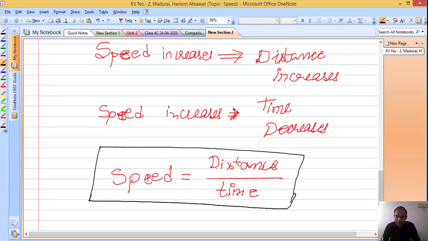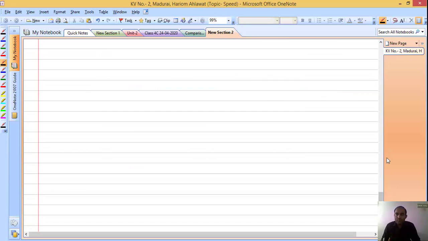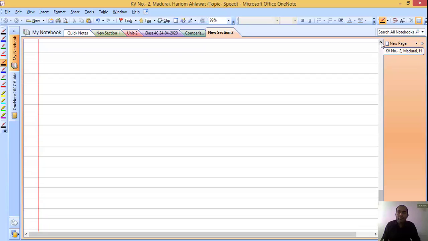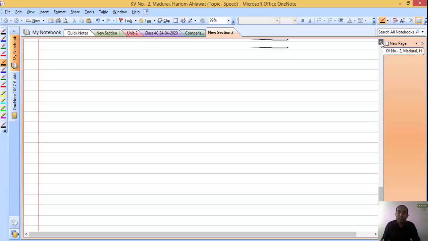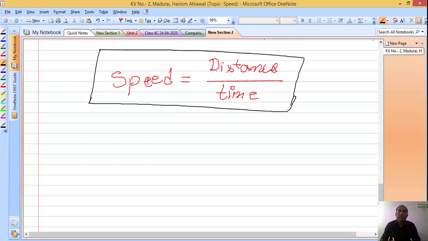Now this will help you in future also, so you need to listen very carefully. What you need to listen? Okay, this is the formula. Here is the equal sign.